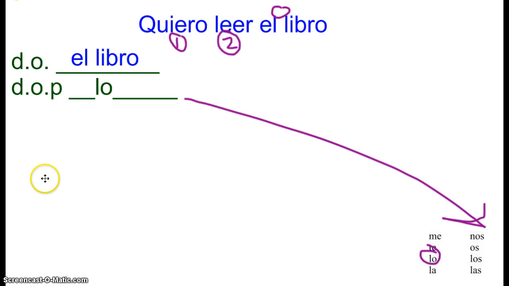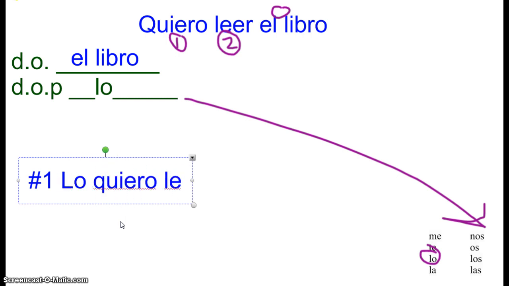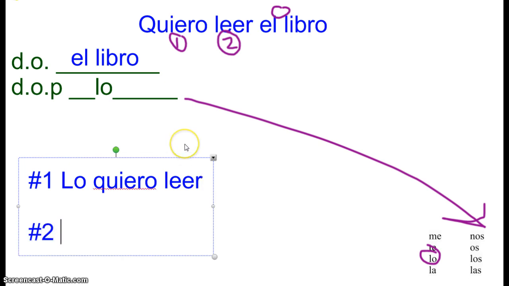I have a choice. My first method is to put the lo right before the conjugated verb. So, lo quiero leer. I want to read it. I put the lo in front of the conjugated verb quiero. The second method, second alternative, is attaching the lo to the infinitive. Quiero leerlo. Leer is the infinitive, the unconjugated verb, so I'm going to attach the lo right to the end of it.